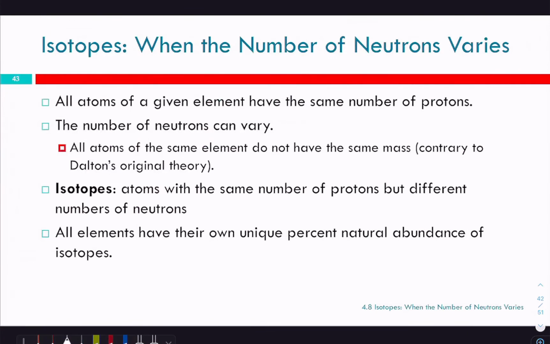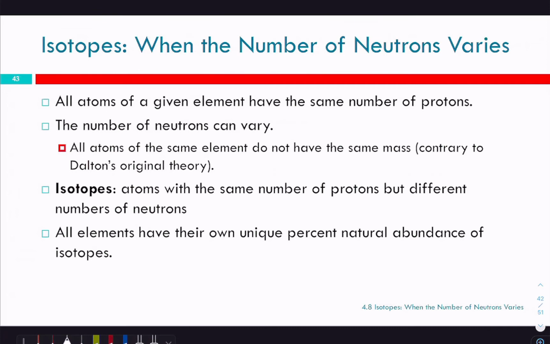So, we talked about how all atoms of the same type have the same number of protons. The number of protons never changes. What can change, though, is the number of neutrons. So all atoms of the same element do not have the same mass. Some of them will have a little more or a little less because of the varying number of neutrons. These are called isotopes. So same number of protons, different number of neutrons.